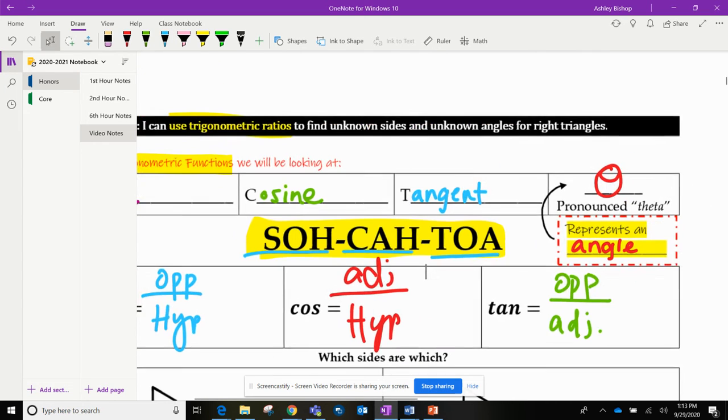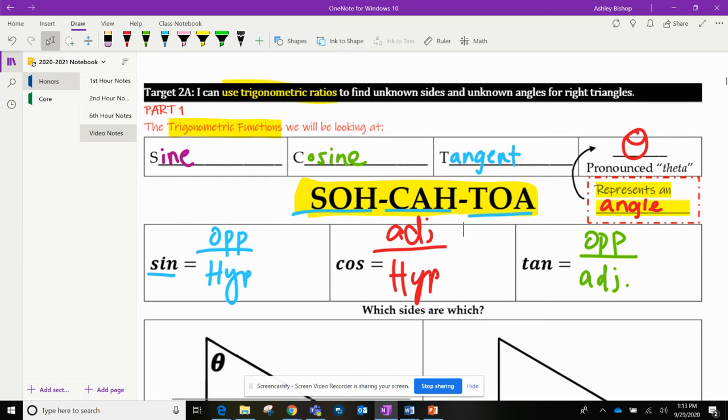SOHCAHTOA is a way for me to remember this information below. This S stands for sine. Sine is equal to the opposite over hypotenuse. So this is a way to help you remember the fractions. Then cosine. Cosine starts with the letter C, so I go to the C part of SOHCAHTOA. Cosine is equal to adjacent over hypotenuse. And same thing with tangent: opposite over adjacent. If you can just remember how to say and spell SOHCAHTOA, you will be able to remember how to do these fractions every single time.